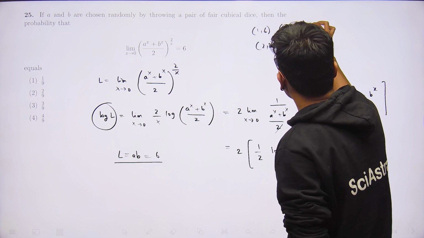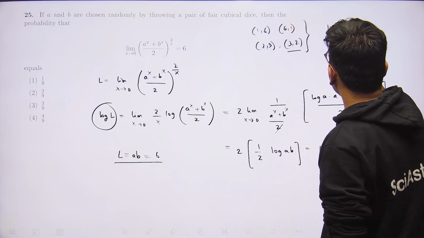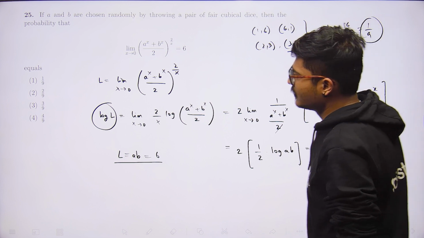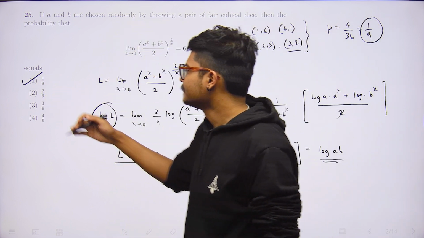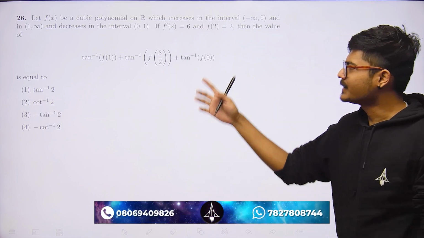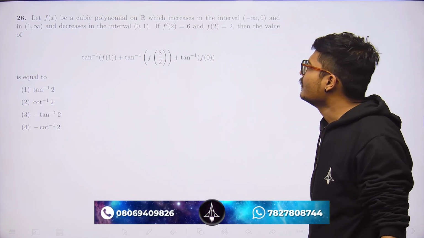So 4 favorable cases out of 36. So what is the required probability? 4 by 36, which is 1 by 9. That's your final answer, okay? Which is option A, 1. Okay? So that's 25. Next question is, let f(x) be a cubic polynomial on R which increases in the interval minus infinity to 0 and 1 comma infinity, and it decreases on this interval.